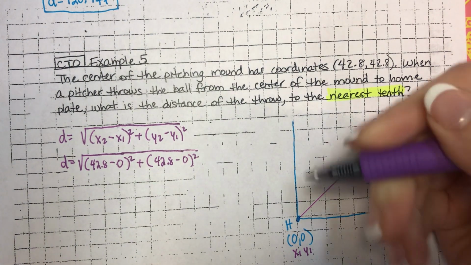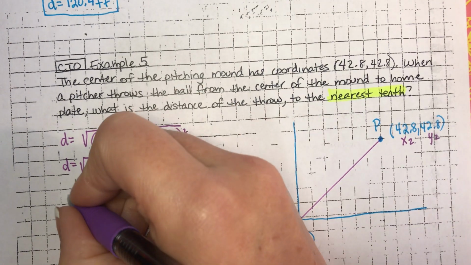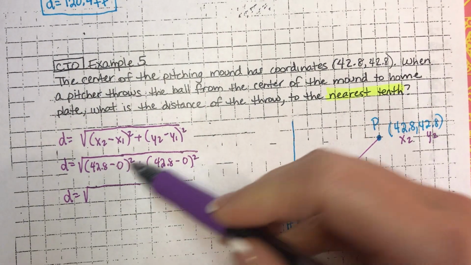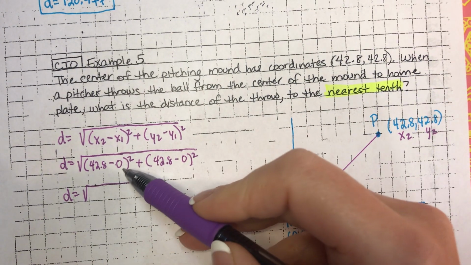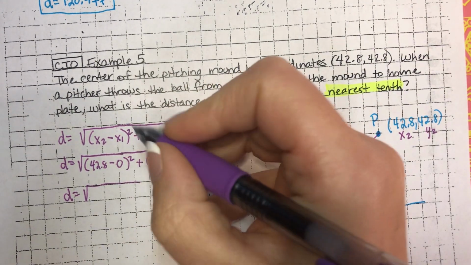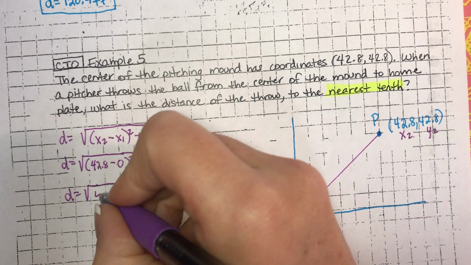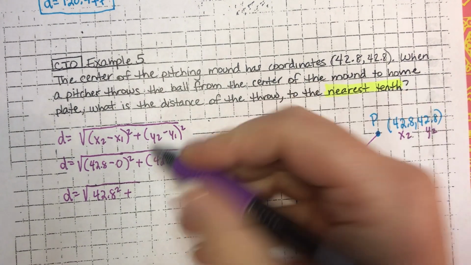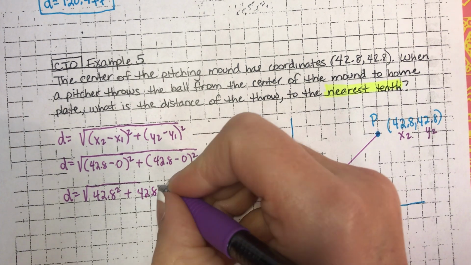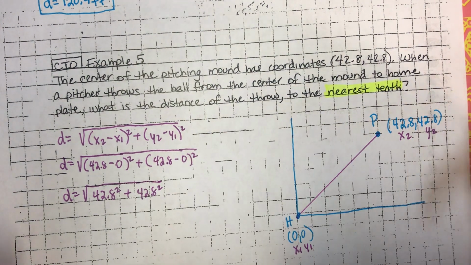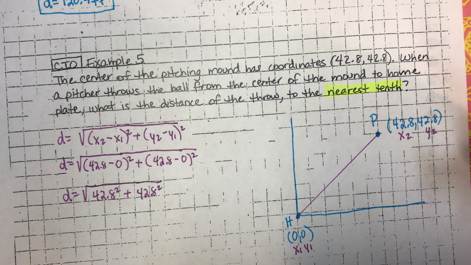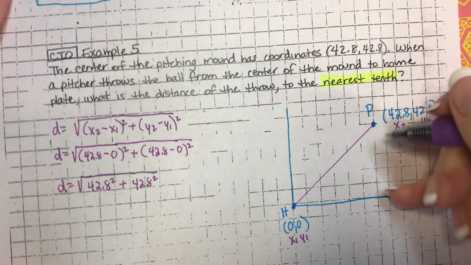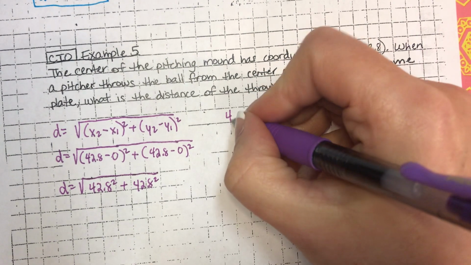And then we just simplify, right? Order of operations says we have to do the parentheses first. 42.8 minus 0. That's nice because it's just 42.8 squared. Plus, same thing here, 42.8 squared. Then we just need to figure out, well, what is 42.8 squared? Well, that's the same thing as 42.8 times 42.8.